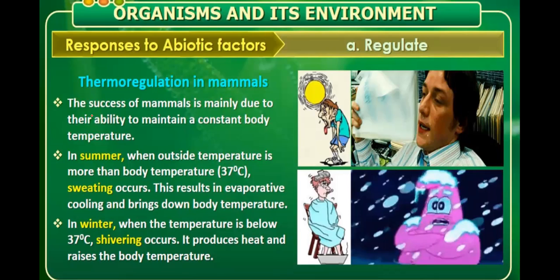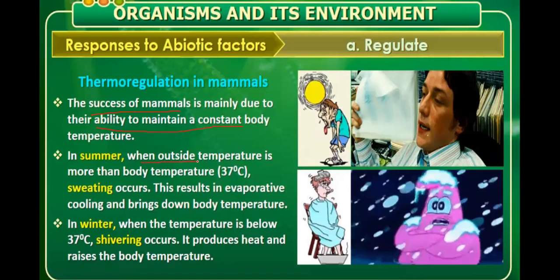Thermoregulation in mammals. The success of mammals is mainly due to their ability to maintain a constant body temperature. Mammals are present in all types of habitat. Why? Because they are able to maintain a constant body temperature.